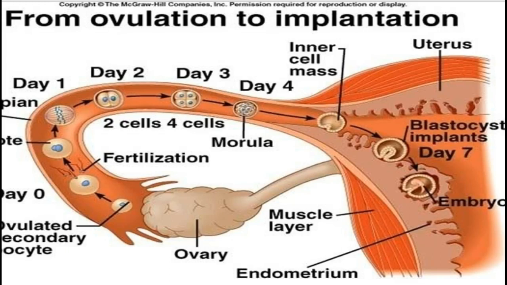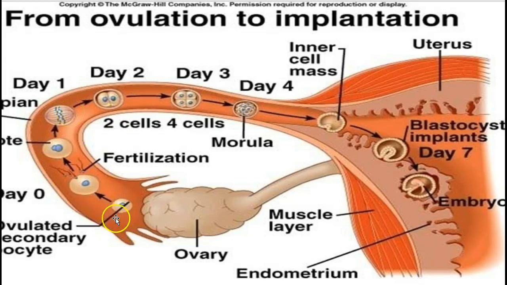So you learned from genetics about the stages of meiosis and mitosis. And in reproduction, conception begins, as you noted, with the fertilization of the egg by the sperm. So from ovulation to implantation, you can see from day 0 where the egg is released by the ovary and it travels through the fallopian tube.